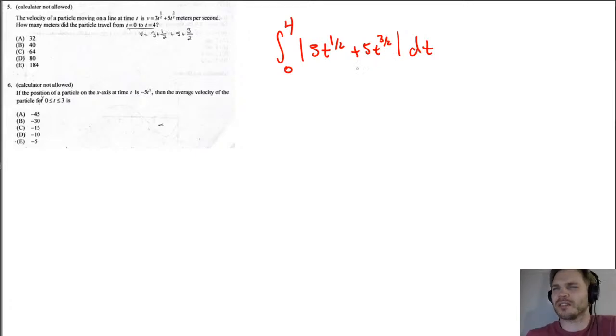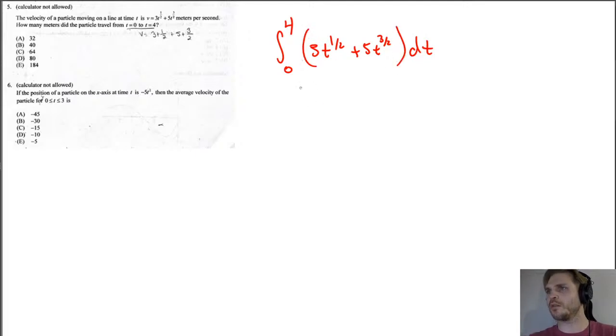And this is going to be how much we traveled. So let me think about this. This is always going to be positive, and then this is always going to be positive too, so we're good to go there. We can just get rid of these absolute values.